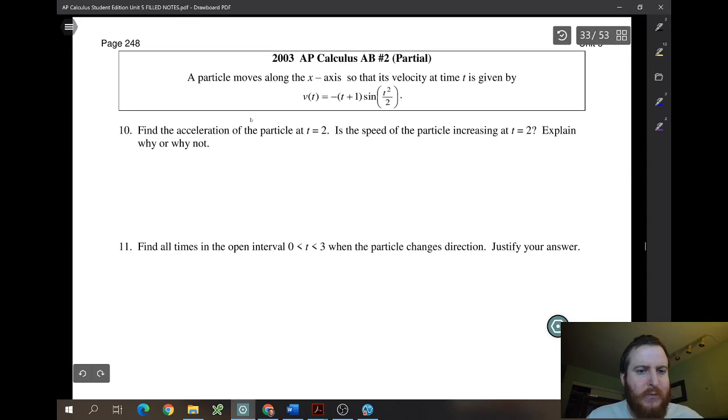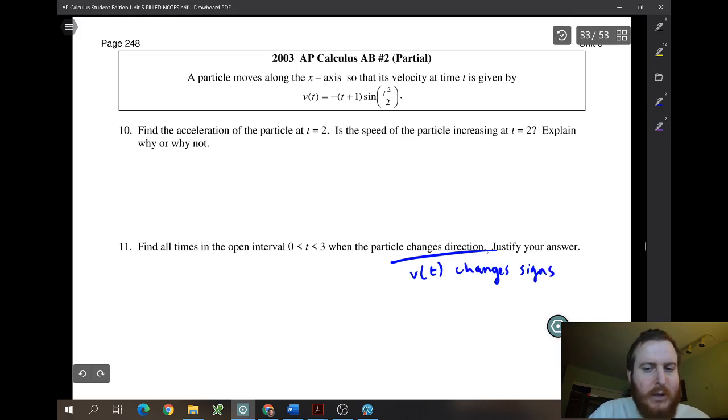Then you also have these two questions that are kind of from part of an AP free response. Find the acceleration when the particle is at 2. So they give you this formula. And then is the speed increasing at 2? So, plug in v of 2, plug in a of 2, see if the signs are the same or not. Then find all times when the particle changes direction. Okay, changes direction is going to be when v of t changes signs. So you're going to set v of t equal to 0 and then do a number line analysis.